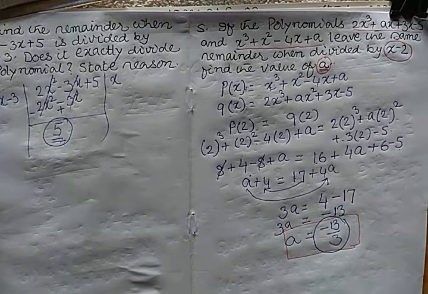When these two polynomials, x cube plus x square minus 4x plus a and x cube plus ax square plus 3x minus 5, leave the same remainder, they are divided by x minus 2.